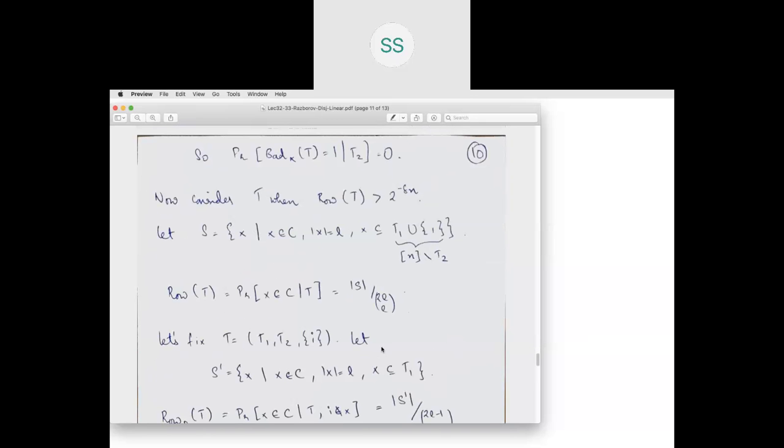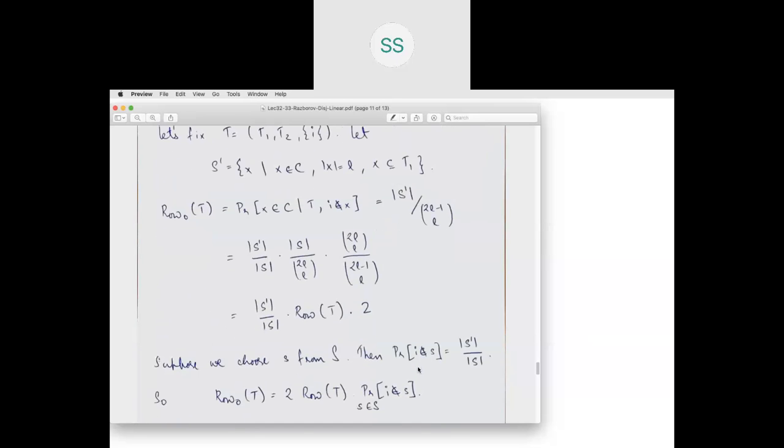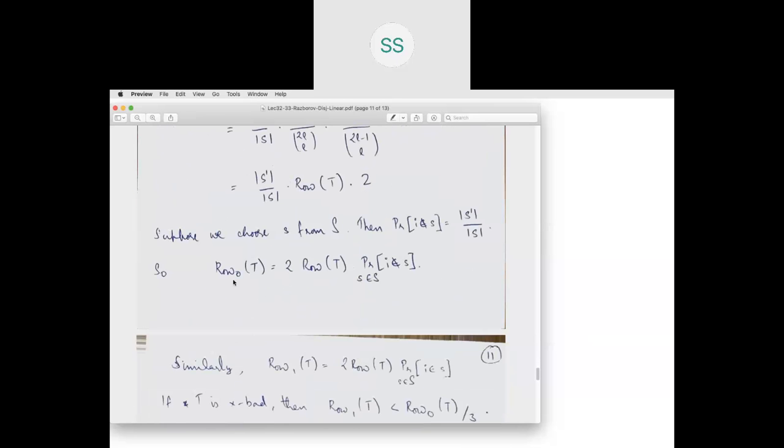Then we write the sets S that contribute to rho t and S prime that contributes to rho 0 t, and you write rho t in terms of the size of S divided by the size of the set of all possible choices, which is 2L choose L. Rho 0 t similarly, we get in two equations. Rho 0 t is twice rho t times the probability of I not in S, and rho 1 t is twice rho t times the probability that I is in S, where the probabilities are where small s is chosen from capital S.